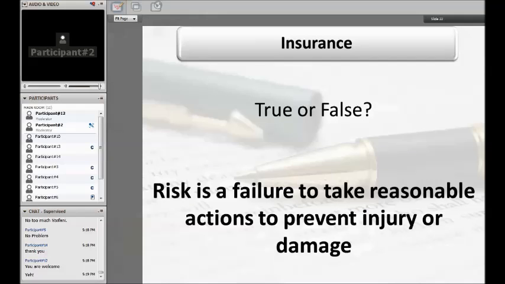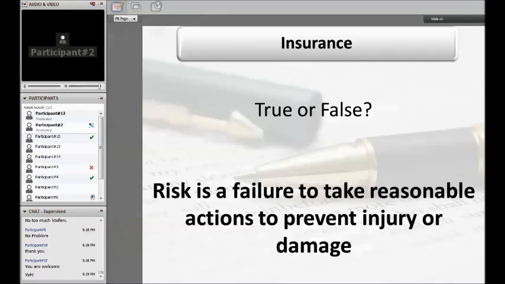Okay, let's change it again. True or false? Risk is a failure to take reasonable actions to prevent injury or damage. I'm trying to look at the polling tools instead of reading my question. Risk is a failure to take reasonable actions to prevent injury or damage. Is this true, green check, or false, red X?